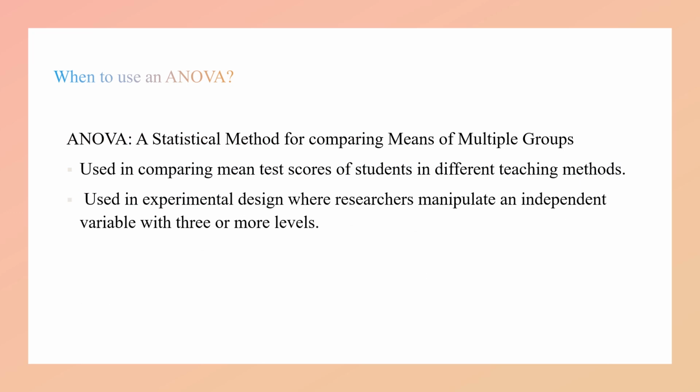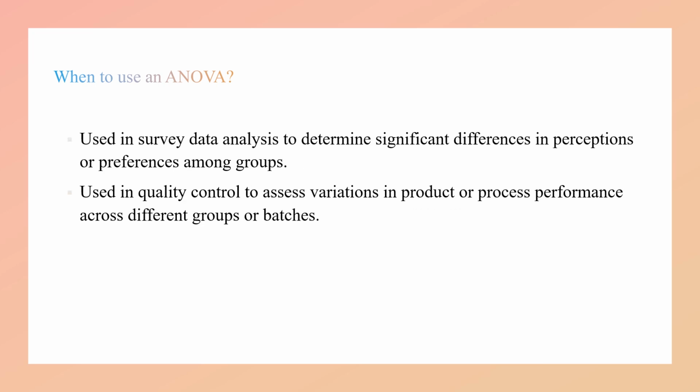Coming to when to use an ANOVA. It is a statistical method for comparing means of multiple groups, used in comparing mean test scores of students in different teaching methods. And also it is used in experimental design, where researchers manipulate an independent variable with 3 or more levels. And also it is used in survey data analysis to determine significant differences in perceptions or preferences among groups.